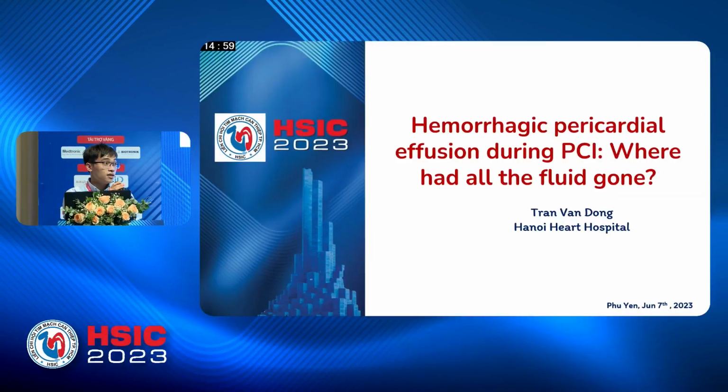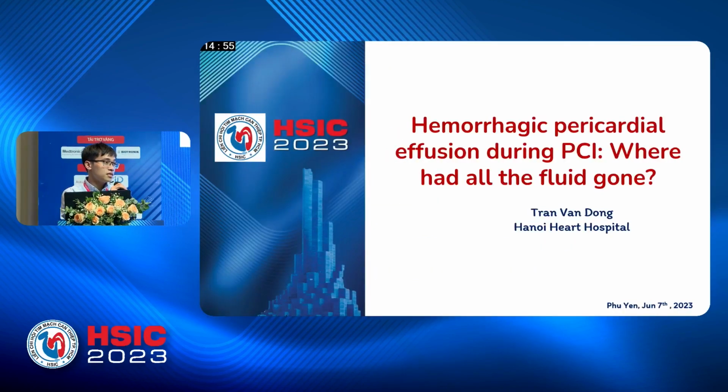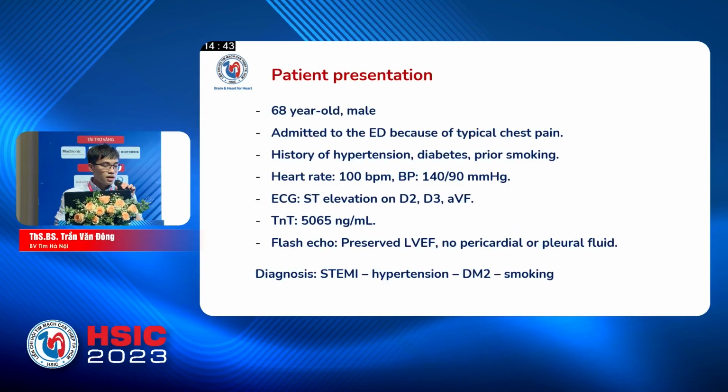Ladies and gentlemen, it is my honor to be here today representing our interventional team at Hanoi Heart Hospital to present an interesting case regarding complication in coronary intervention. Our patient was a 68 years old male admitted to the ED because of typical chest pain. His history includes hypertension, diabetes, and prior smoking.